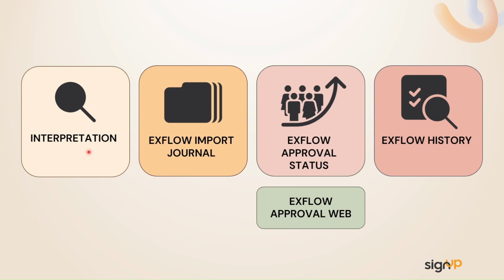After you've interpreted a document, you import it into ExFlow AP and it lands in the import journal. Here you ensure that the document is prepared for the approval workflows and add accounts and so on, either manually or with functions. And the next step is for your approvers to approve the document. You create the document in the import journal and it then moves to the approval status, where you track the progress of the approvers, and the approvers usually approve the document in the approval web, but this can also be done in Business Central. When the document is fully approved, you post it, and then you can find it in ExFlow History.